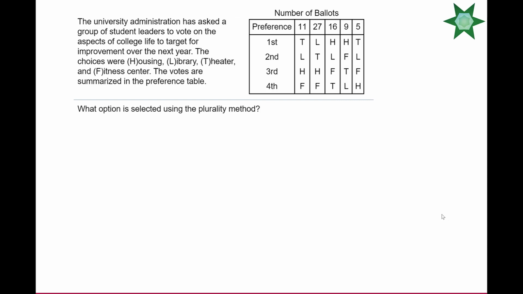And here's a preference table, and the administration has asked a group of student leaders to vote on aspects of college life to target for improvement over the next year. There were 4 choices: housing, library, theater, and fitness. Which option is selected using the plurality method?